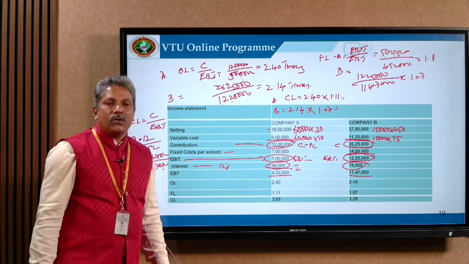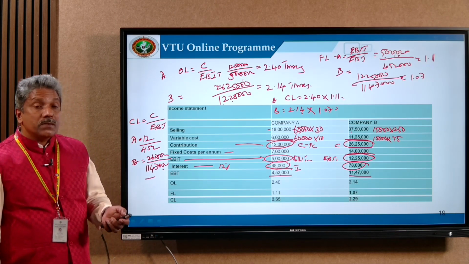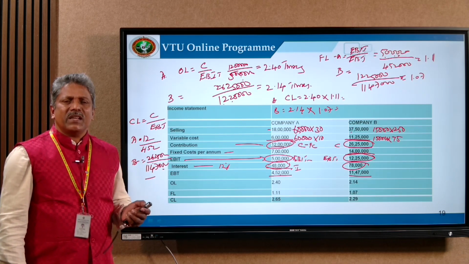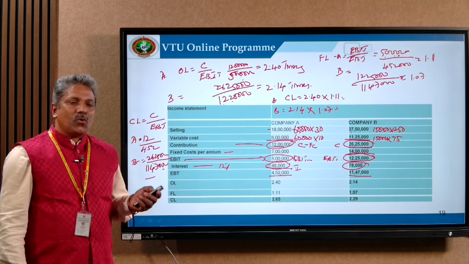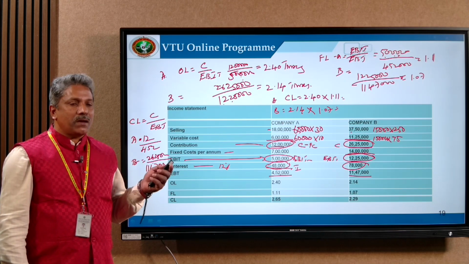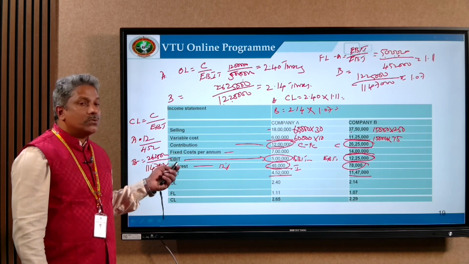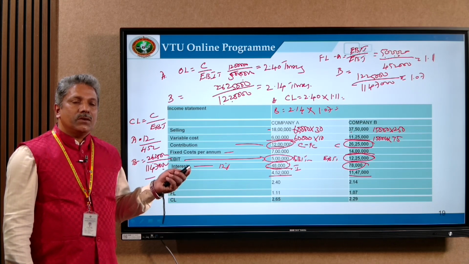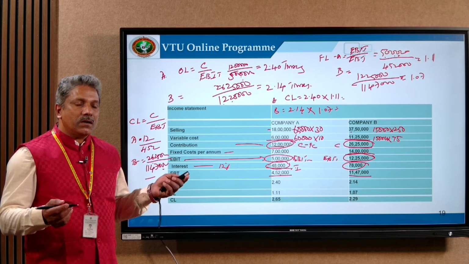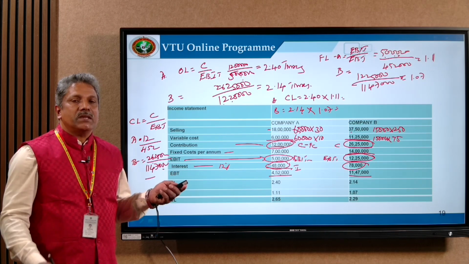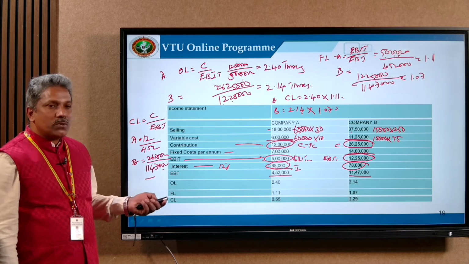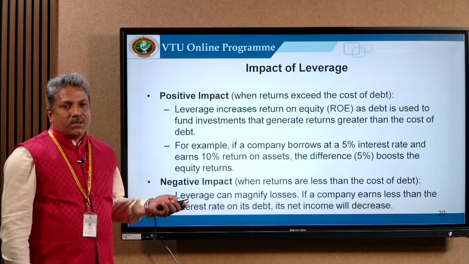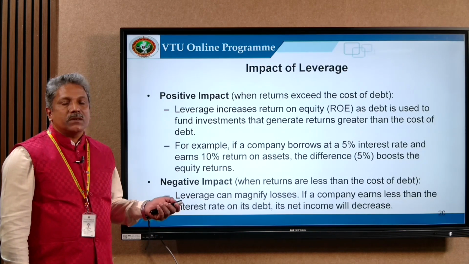This is how the leverages are calculated. It is very easy to calculate operating leverage, financial leverage and combined leverage. Hope it is clear to you, and you will get more problems and solutions in the study material which is uploaded. So, go through the study materials also and practice more problems to get well versed with this topic.